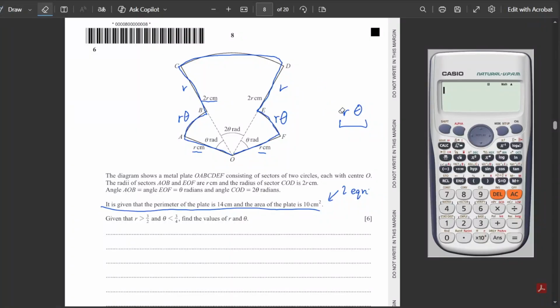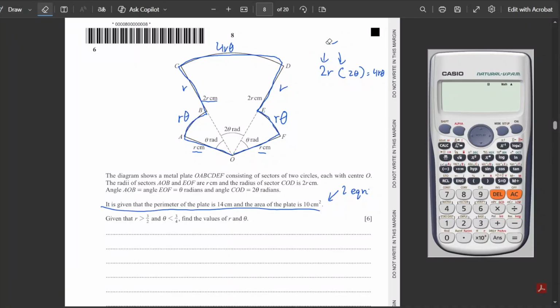What side is left? So the arc of the bigger sector is left now, this arc CD, and that is also going to be found by doing r theta. Now, how much is the radius of the bigger sector? It's 2r. And how much is its angle? It's 2 theta. Therefore, the arc is going to be 4r theta. So this guy is 4r theta.